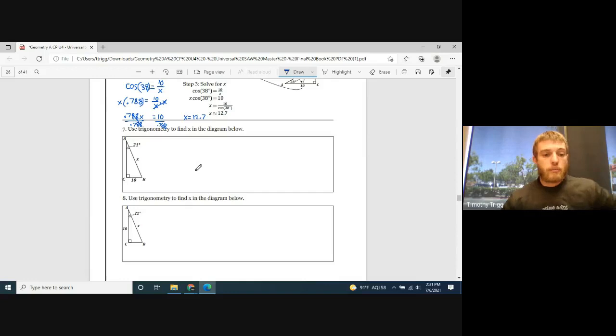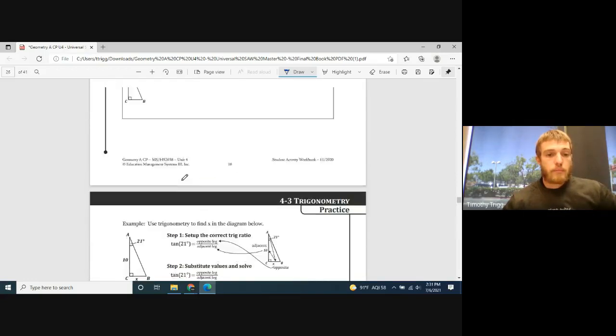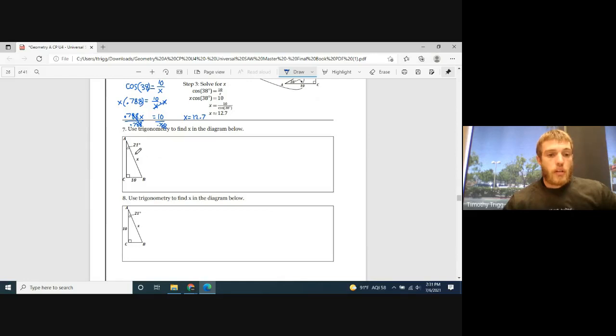Let's see if we could do one of these on our own. So let's go ahead and do number 7 here. So the first thing we want to do is figure out which trig function to use. Should we use sine, cosine, or tangent? So first, let's look at the angle we have. So we have this 21-degree angle, angle A. Now the 10 here, well, the 10 is opposite. You see that? 10 is opposite from that angle. So we have the opposite. That's 10. And the x is the hypotenuse. See, it's opposite from the 90.